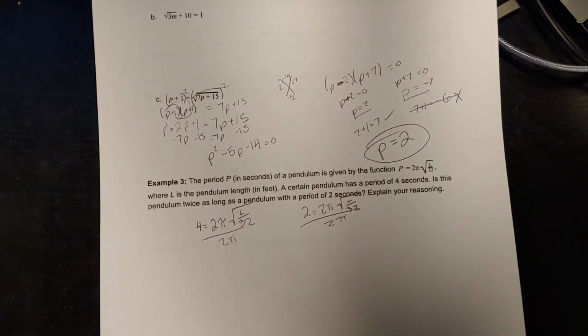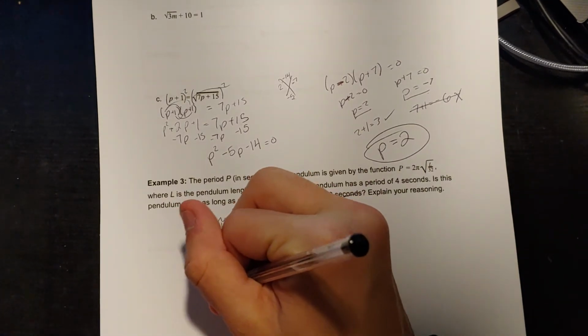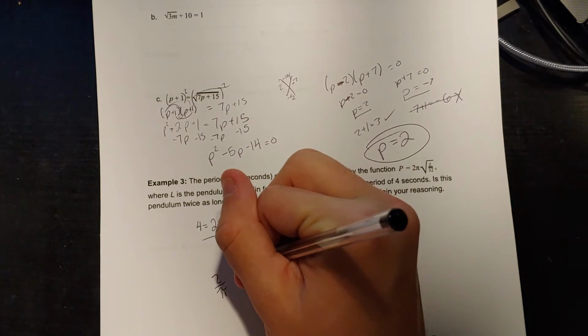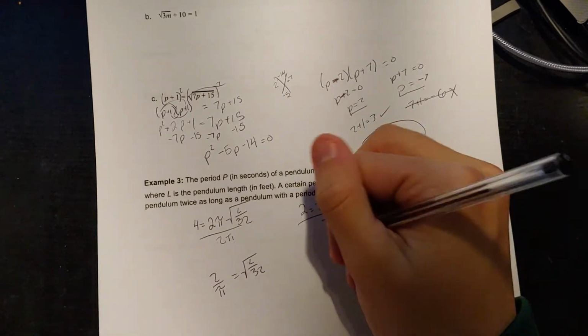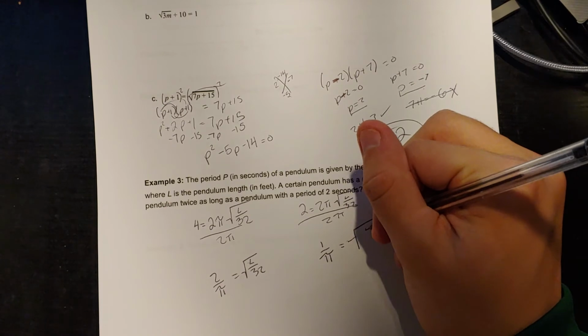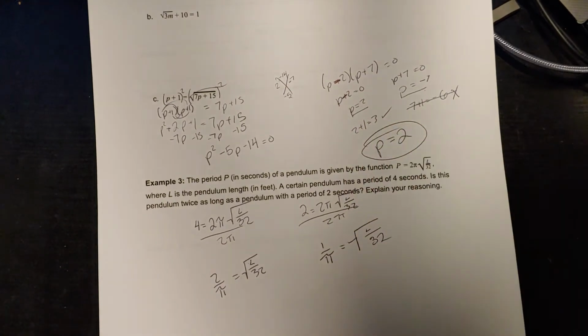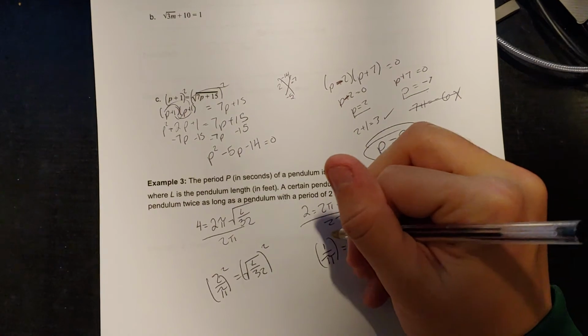We can actually simplify both equations. 4 divided by 2 is 2, so I have 2 over pi equals the square root of L over 32. And over here, 2 divided by 2 is 1, so I have 1 over pi equals the square root of L over 32. Now we have our square root by itself, and we're going to solve for L. Because we have a square root by itself, we're going to square both sides of both equations.